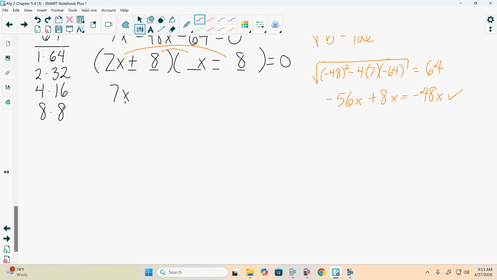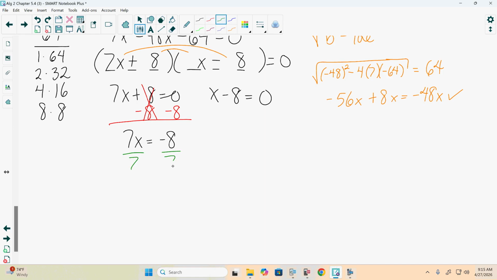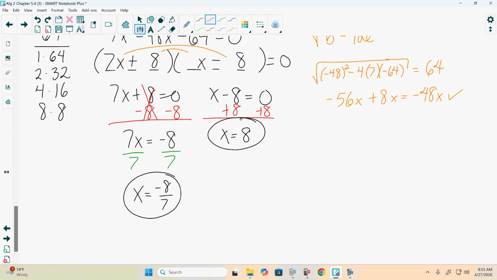And according to the zero product property, if we have 2 or more things multiplied together to equal 0, one of these has to be 0. Our 7x plus 8, we would subtract 8 from both sides. Those would cancel, telling us 7x is equal to negative 8. Divide both sides by 7, telling us x is equal to negative 8 sevenths. With x minus 8, we would add 8 to both sides, telling us x is equal to 8. So our two solutions we have are negative 8 sevenths and 8.